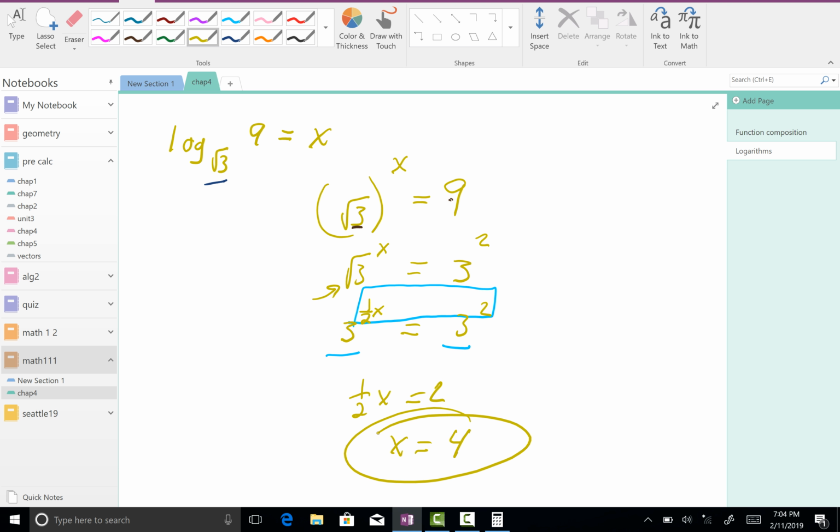And the range? All real numbers. Eventually it's going to get there. It's just going to take a long time in a logarithm. So domain, x is greater than 0; range, it's going to eventually get there, it's going to be all real numbers. That's a logarithm.